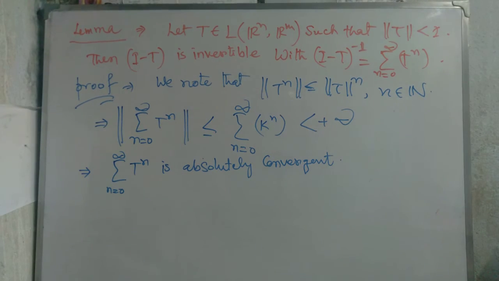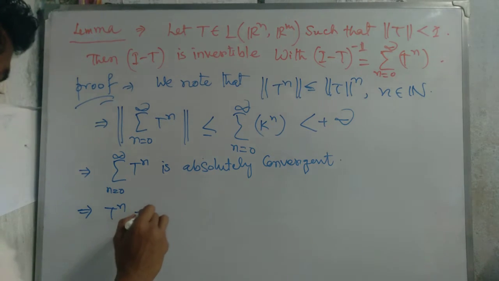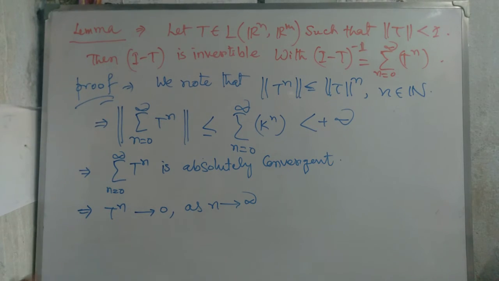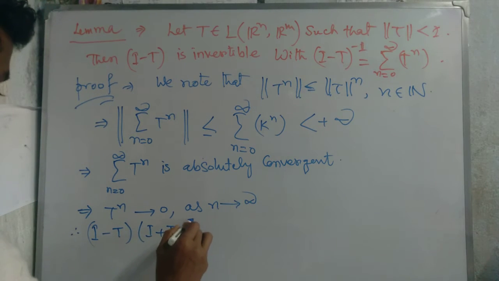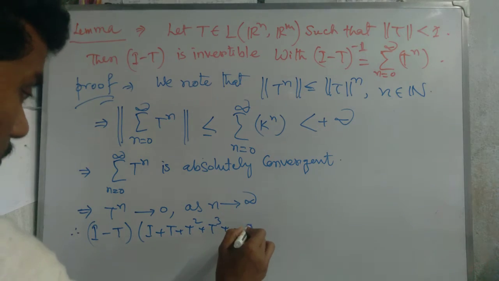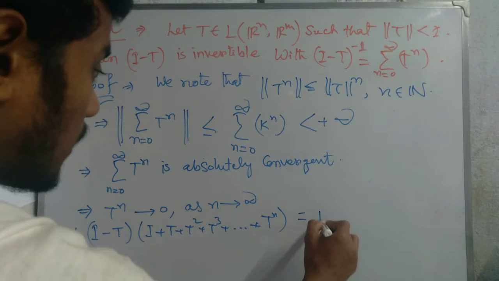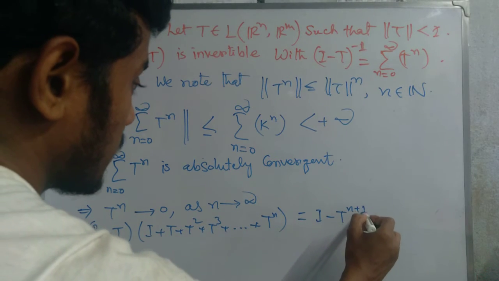Okay, this implies that t to the power n tends to 0 as n tends to infinity. Now we're also going to consider this: (I − t) multiplied by (I + t + t² + t³ + ... + tⁿ) equals I − t^(n+1).